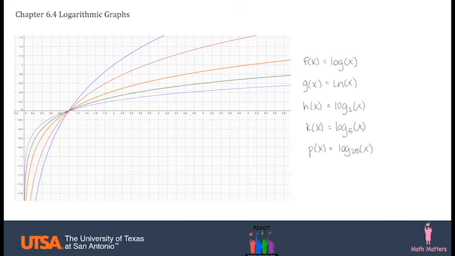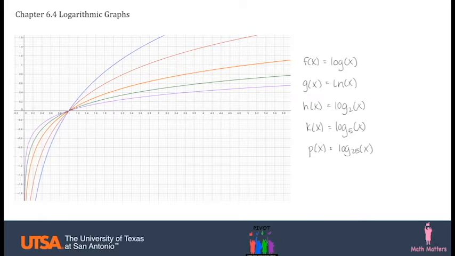So chapter 6.4, in this example, we are given these functions and these graphs, and we're asked to match them based on which graph represents which function. So they're all logarithmic functions with no horizontal or vertical translations, but the bases are going to be different.